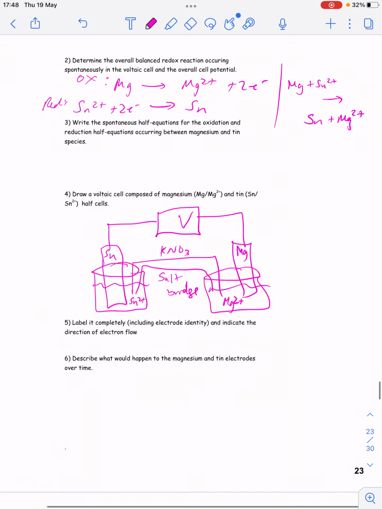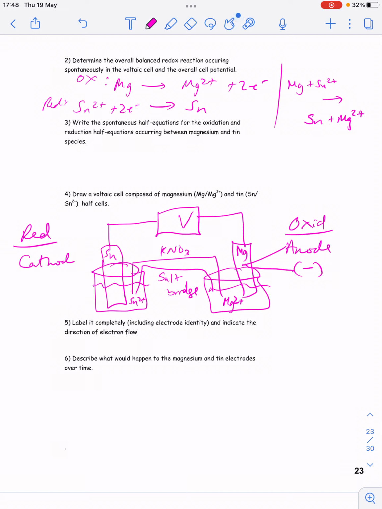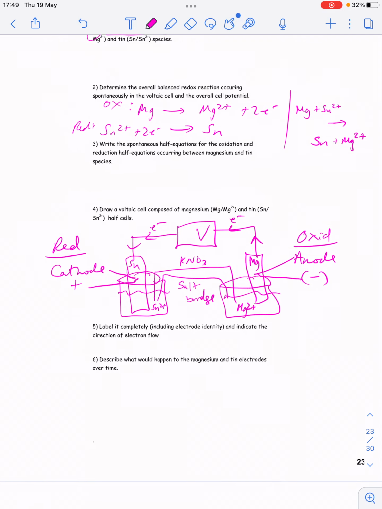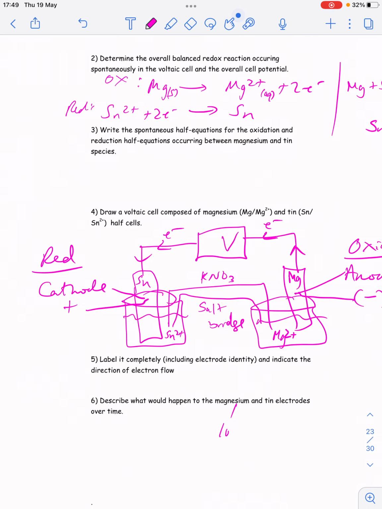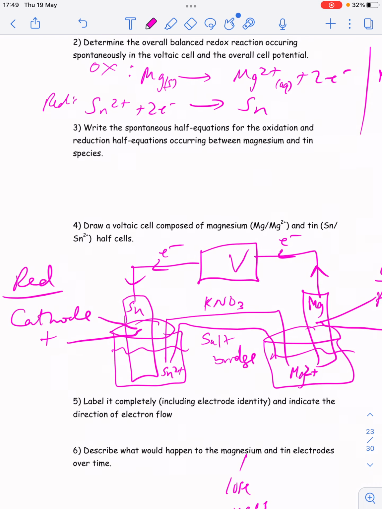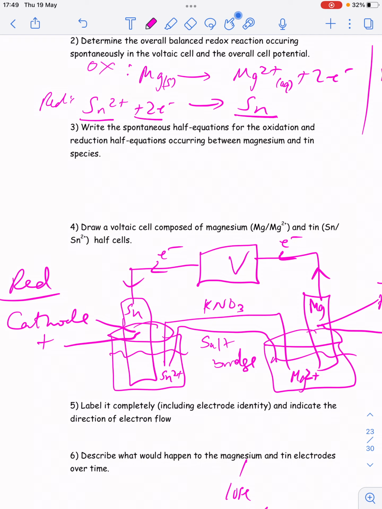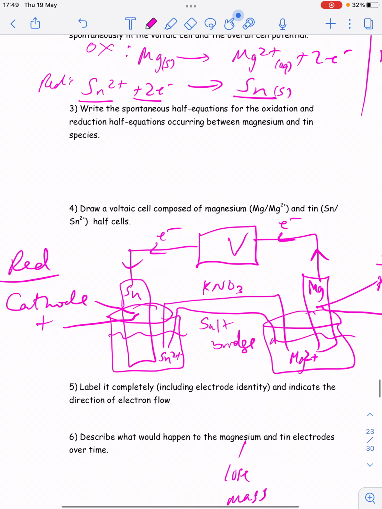We already know that because the magnesium is the site of oxidation, it is therefore the anode, and it is therefore the negative electrode. Again, use your mnemonics to help you. Over here, I've got reduction, therefore I've got the cathode, and I've got the positive electrode. So I've labeled them, and I know electrons flow from the anode to the cathode. And what would happen to these electrodes over time? Well, if you look at the half equations, the Mg is going from being a solid, regular magnesium metal, to being an ion, which is aqueous. So the piece of magnesium will lose mass over time, while on the other hand, the tin ions are gaining electrons and turning into tin metal. And so over time, the tin electrode is going to gain mass.